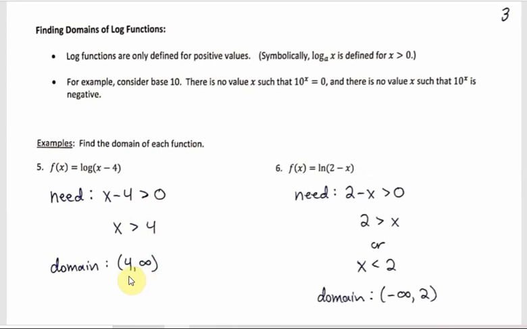So that's the domain, right? Just rewrite it as an interval. It's all values that are bigger than 4, strictly bigger than 4. So you end up here. This one, you would need 2 minus x to be positive. Well, if I add x to both sides, I would need 2 to be greater than x, or to rearrange the order so it's easier to write the interval, x less than 2. So all values less than 2 would be that interval, right? Negative infinity to 2, and a parenthesis around the 2 because we don't want to include that.